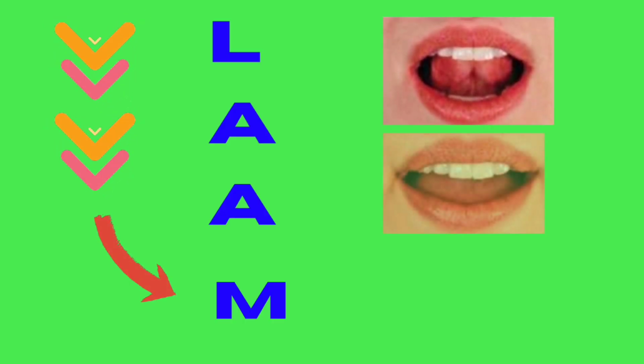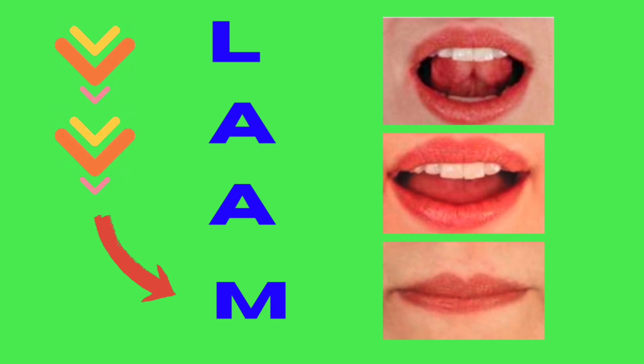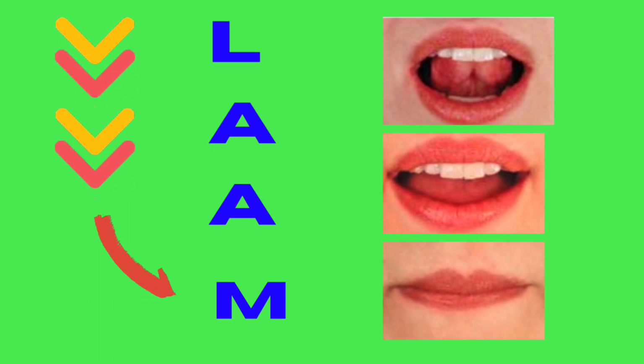To produce Lam sound, the front portion of the tongue will touch the back side of the upper teeth.